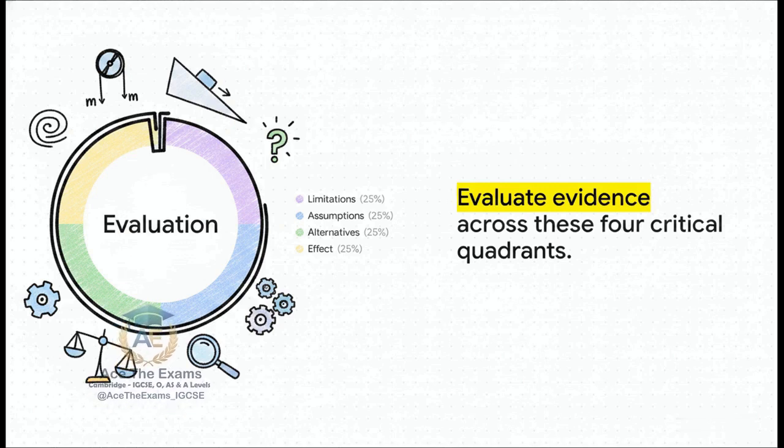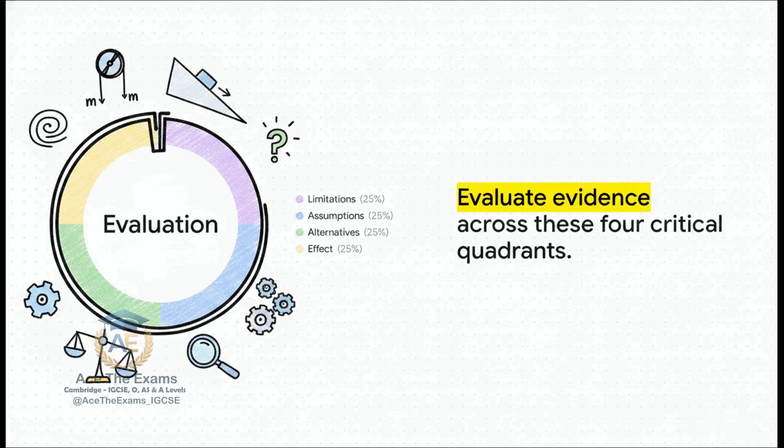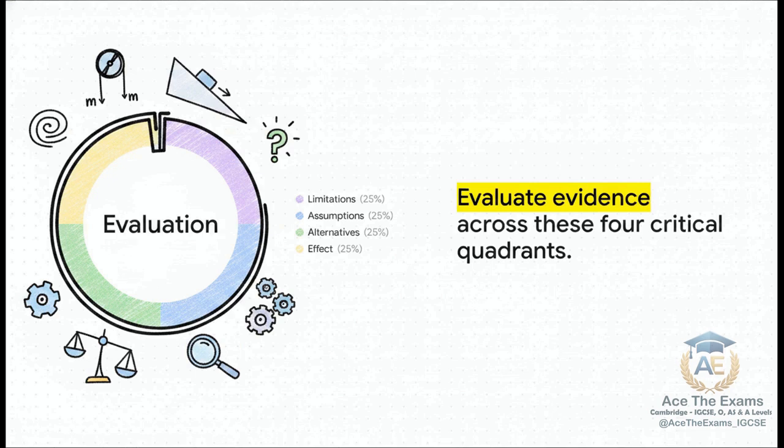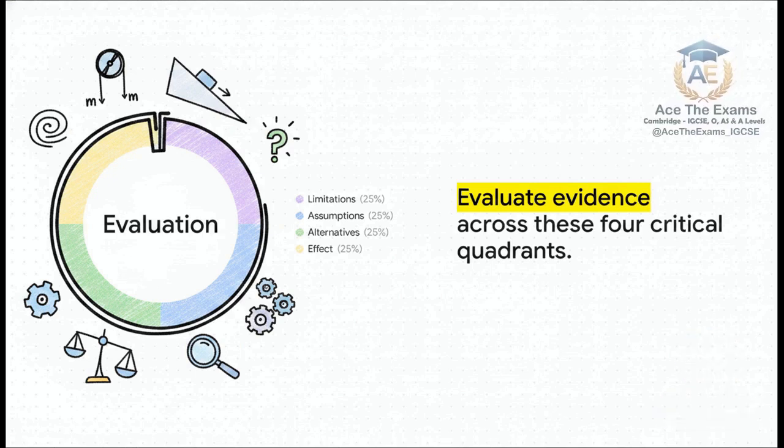First, check for the limitations of the model. Second, assess the assumptions made, like, are you assuming a string is light and inextensible, or a pulley is perfectly smooth? Third, explore alternative interpretations. And fourth, weigh the effect all of this has on the final conclusion. Making justified recommendations based on this multi-layered evaluation is exactly the magic that pushes a solid paper into that top-tier A-star territory.